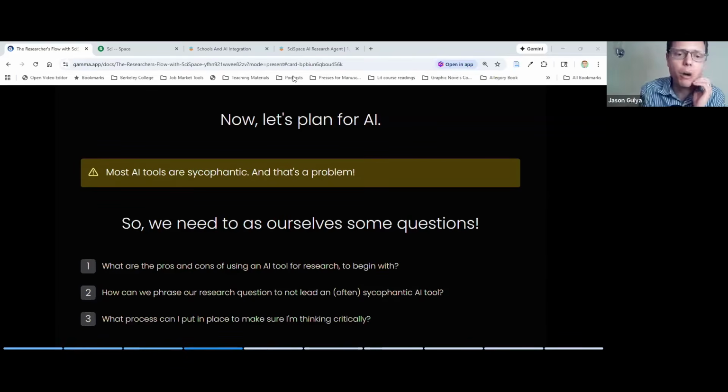And the third question is, what process can I put in place to make sure I'm thinking critically? So this picks up on what a lot of people mentioned in that poll, right? How can I engage with the output critically? How can I keep myself at the center? How can I be skeptical? And then it adds on to that by figuring out what process can allow me to do that.